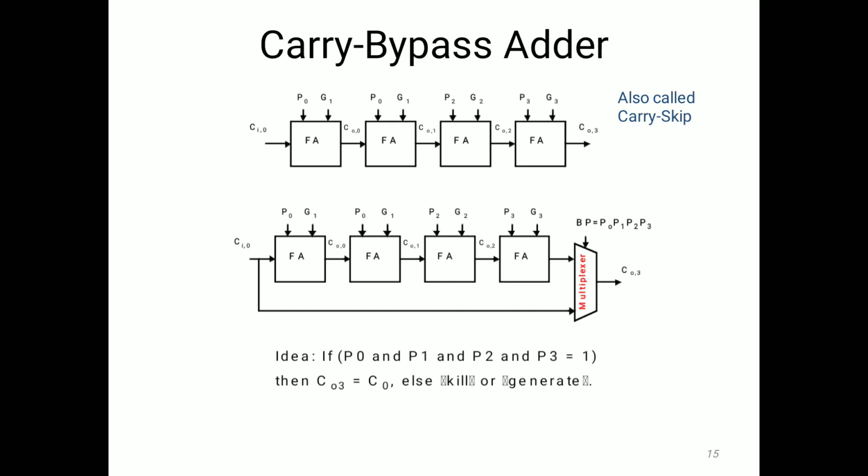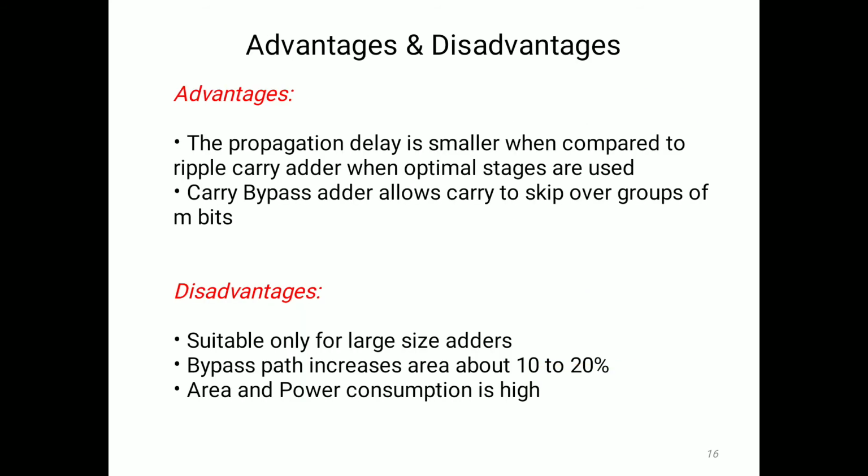If all the propagate terms for a 4-bit carry adder are equal to 1, then we have to skip the carry to the last step. So another name for the carry bypass adder is the carry skip adder. If the BP value is equal to 0, you have to perform the normal operation. If the BP value is equal to 1, you can skip the value to the last step. Then these are the advantages and disadvantages of this carry skip adder.